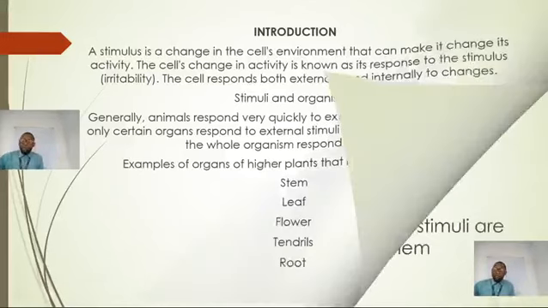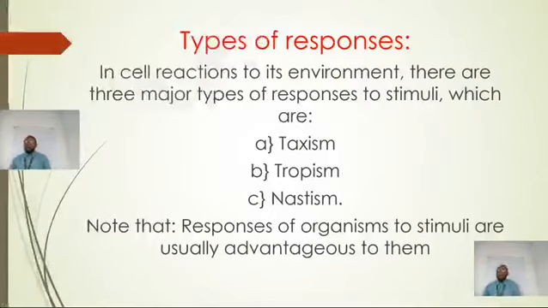Okay, let's look at the next slide. The types of responses. What are the types of responses we have? If we say animals respond to stimuli, plants respond to stimuli, how do they respond to stimuli? How can we categorize them? How can we know this is the type of response they portray? And that is what we want to study here. As I said, response to stimuli is a reaction to the environment. And the reaction can be away or towards.